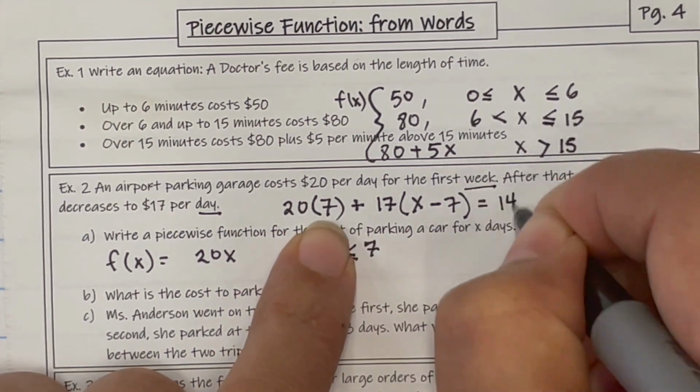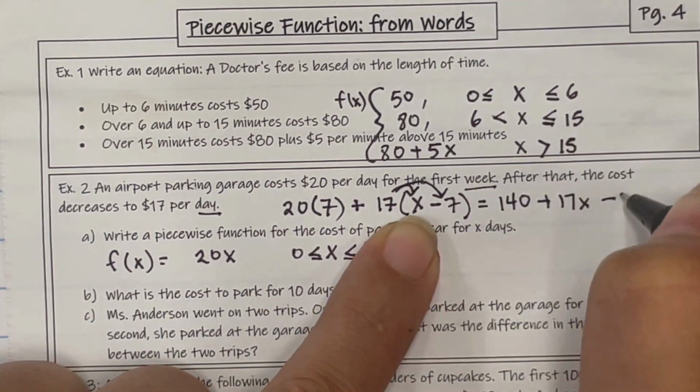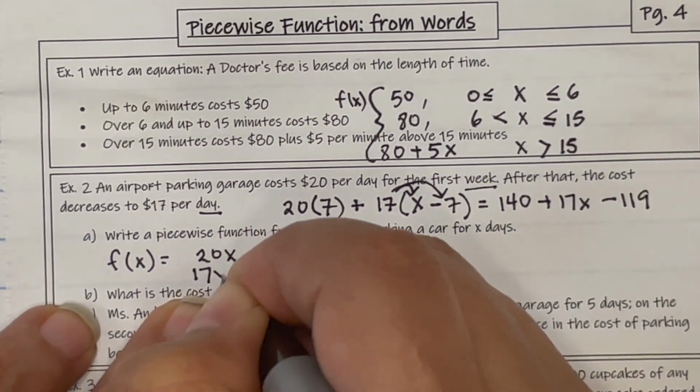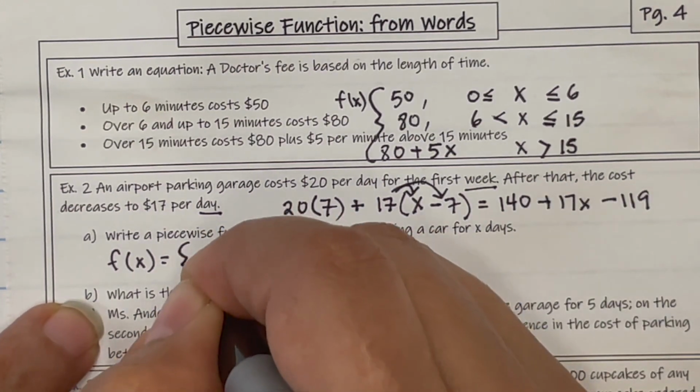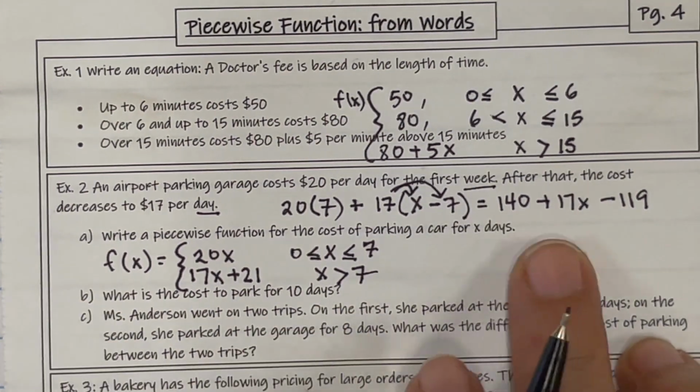And that's going to give you 140 plus, go ahead and distribute, 17x, and then 17 times negative 7, which is negative 119. So your second equation is 17x plus 21. And the restriction is any day that's strictly bigger than 7, because they can't overlap.